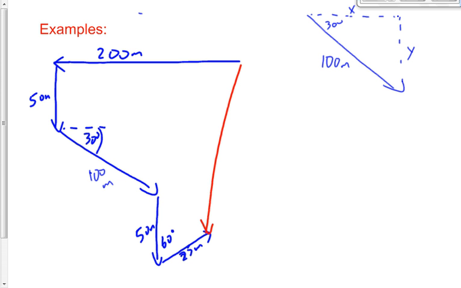Which side of the triangle, Eric, is the x side? Opposite, adjacent? Good. And which side is the y side, Tyler? Good. So because the x component is the adjacent side, and we have the hypotenuse, let's use cosine for x.